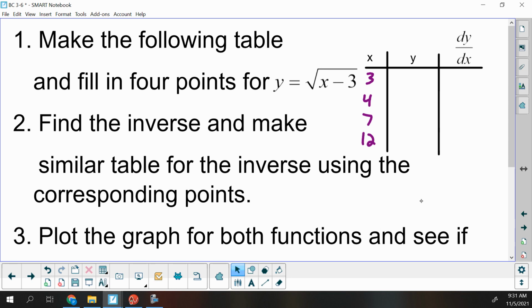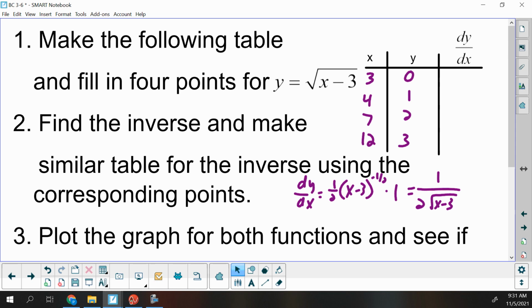So we should have square root of 0 for the 3, so that's 0. Square root of 1 for the 4 is 1. Square root of 4 for the 7 is 2. And we'd have square root of 9, which is 3 for the 12. So our derivative should have been 1/2 x minus 3 to the negative 1/2 times 1. Well, that's the same as 1 over 2 square root of x minus 3.